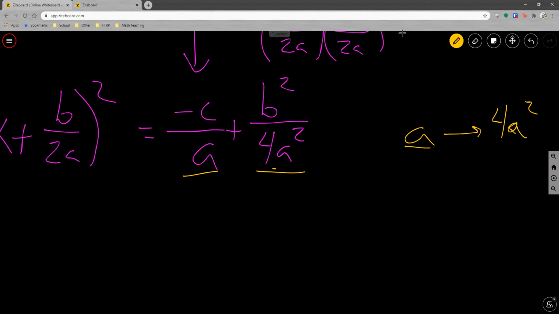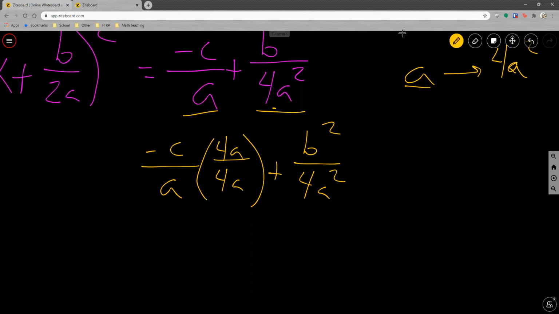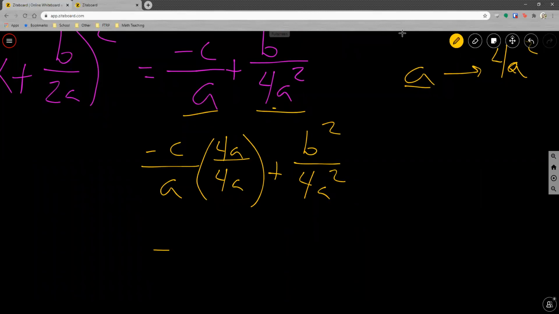So what I'm going to do is take this negative c over a on the right side of the equation and multiply both the numerator and the denominator by 4a. In other words, I'm going to do this. I'm just going to leave the second part alone because it already has a denominator of 4a squared. So when I do this, negative c times 4a gives me negative 4 times a times c. And now my denominator is 4a squared.